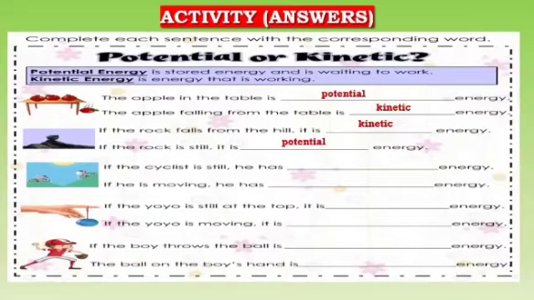Next one, if the cyclist is still, it is potential energy. Next one, if he is moving, he has kinetic energy. Next one, if the yo-yo is still at the top, it is potential energy. Next one, if the yo-yo is moving, it is kinetic energy. Next one, if the boy throws the ball, it is kinetic energy. The last one, the ball in the boy's hand is potential energy. I hope you got all your answers right.